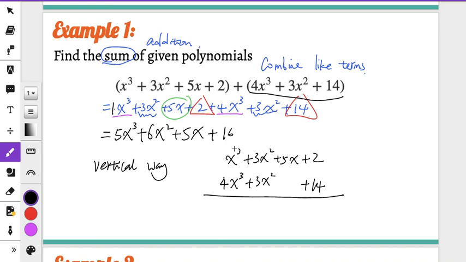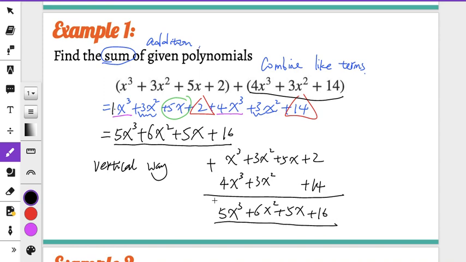So next, I just add vertically. Since it's addition, we add vertically and write down everything. It's going to be 5x to the third, 6x to the second, 5x, and 16. And that's it. As you can see, the final answer is already written in standard form, from the highest exponent to the lowest. And everything is the same, no matter which way you demonstrate. So definitely choose a way that makes you feel comfortable and makes it easy to solve this problem.